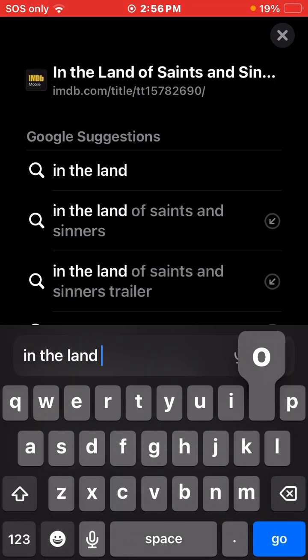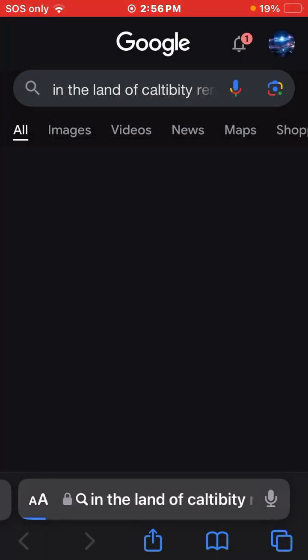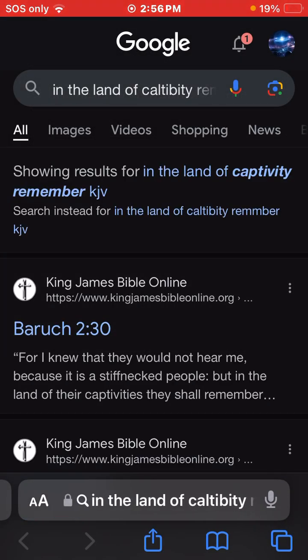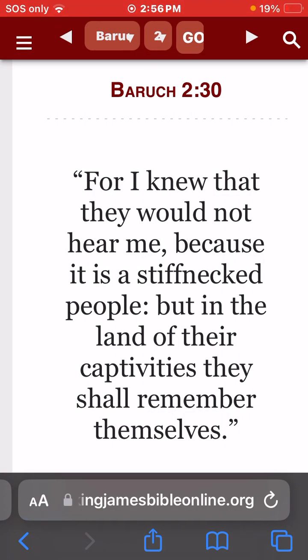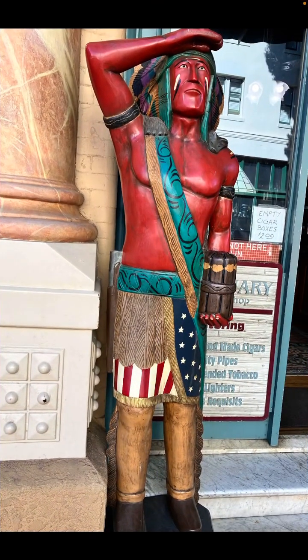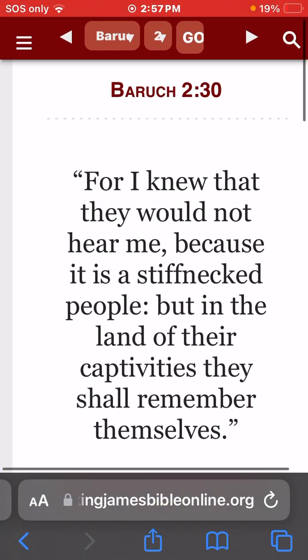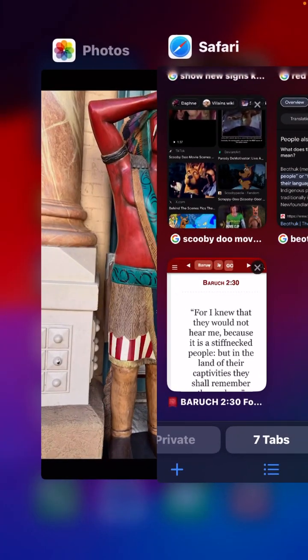So let me get a scripture. In the land of captivity, remember thyself. I think it's Baruch 2 and 30. For I knew that they would not hear me, and that's going into the 12 tribes. But in this case, the tribe of Gad, because it is a stiff-necked people. But in the land of their captivities, you see. So this is Gad in the land of their captivity. They shall remember themselves. So this is very spiritual, Akim.